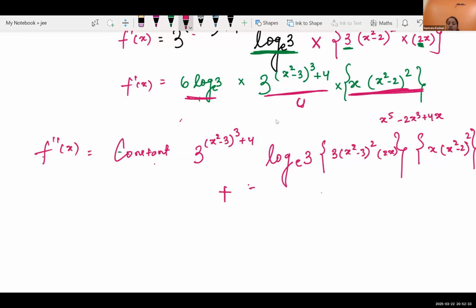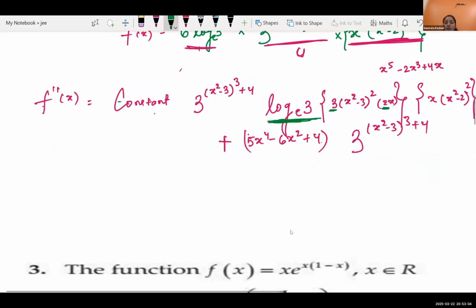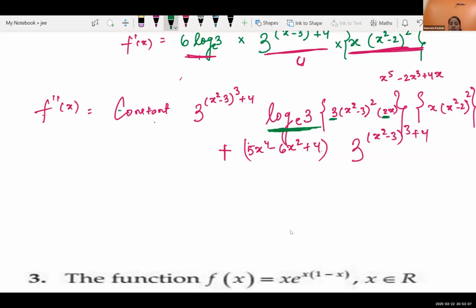So v dash will be 5x to the power 4 minus 6x square plus 4. This is our v dash. And what about u? We will copy paste u as it is: (3x square minus 3) whole cube plus 4. Now again we will collect all the constants and keep them with our constant. So this is constant, this is constant, this is constant, and this is from the first term. Now taking out common is not possible. One thing which we can keep out is this one, right?